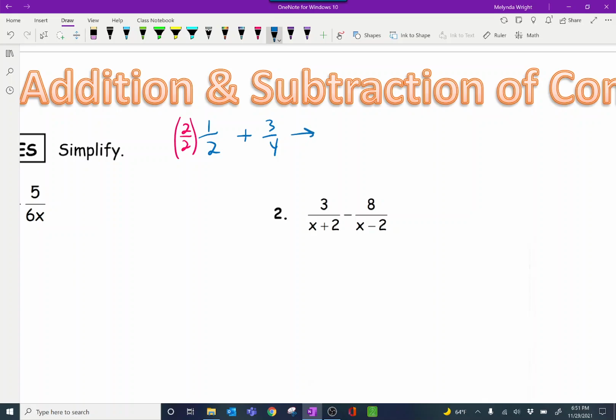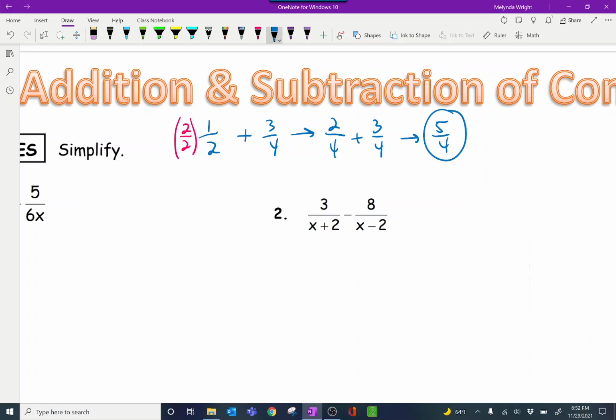So that would give me 2 times 1 is 2, and then 2 times 2 is 4, plus 3/4. Now that we have common denominators, we can just add the numerators together. So 2 plus 3 is 5, and my final answer would be 5/4. That's just a reminder on finding common denominators.